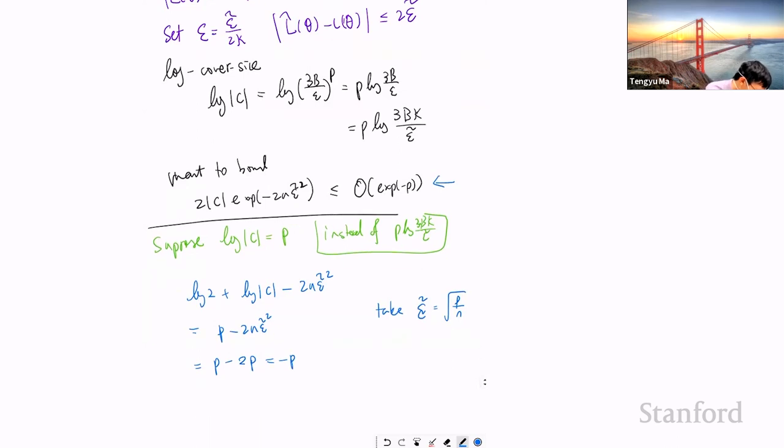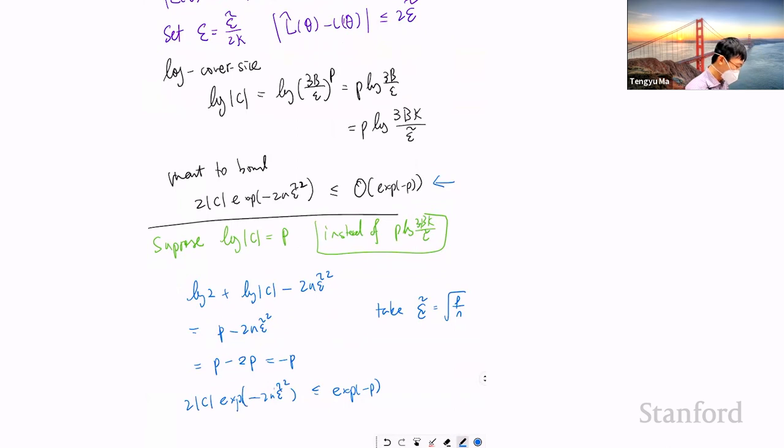Which means that 2C exponential minus 2n epsilon square, if you take the exponential back, is less than exponential minus P. So this is fundamentally how it works.